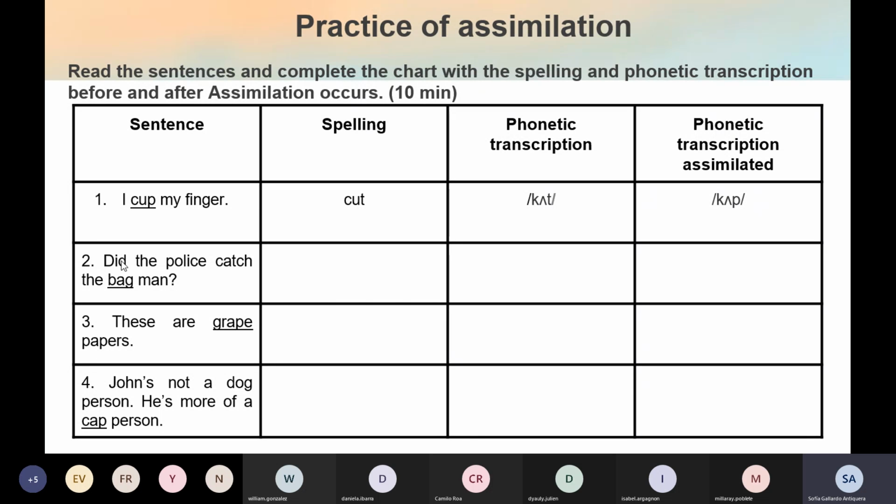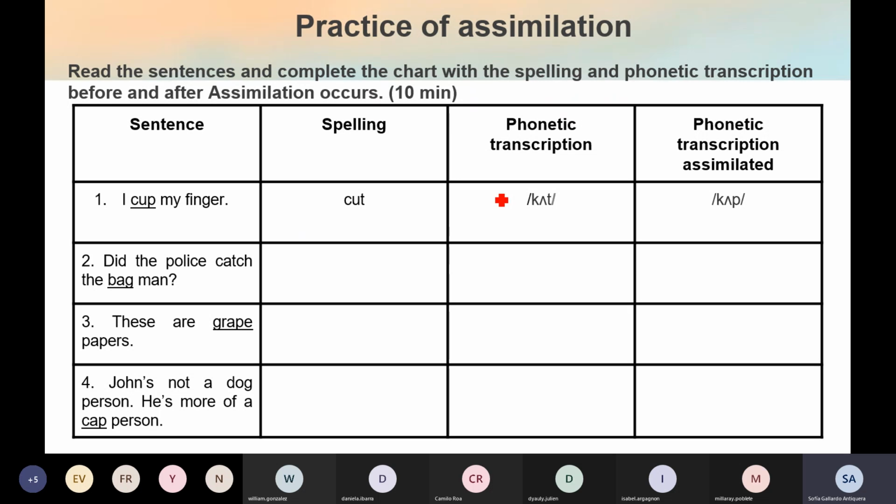I'm going to use the pen so you can see. The words that are underlined, you have to write, because when we use assimilation, some words sound different, right? In the first example, we can see I cut my finger, and it sounds like I'm saying cup, but I'm trying to say that I cut my finger. The real spelling would be cut, the real phonetic transcription would be cat, and the assimilated transcription would be cup with a p sound at the end.